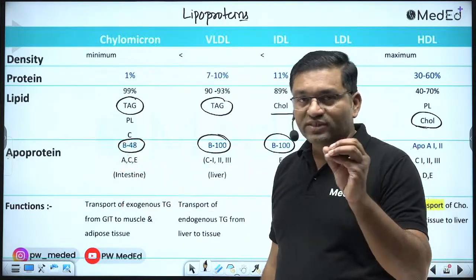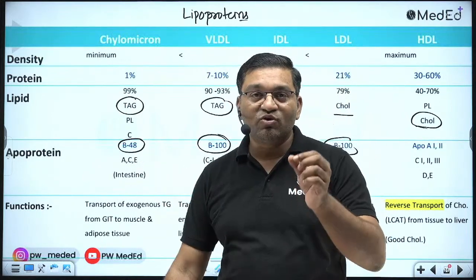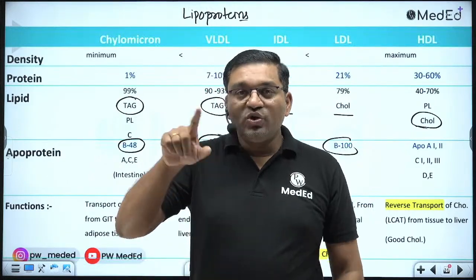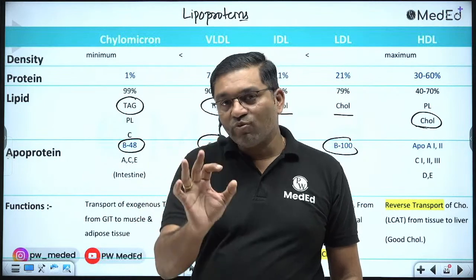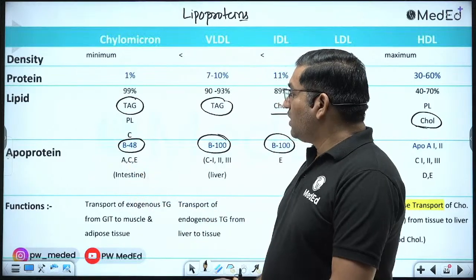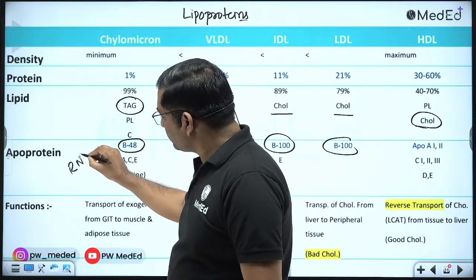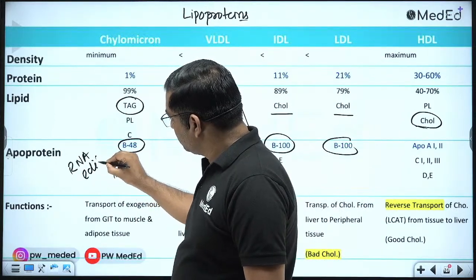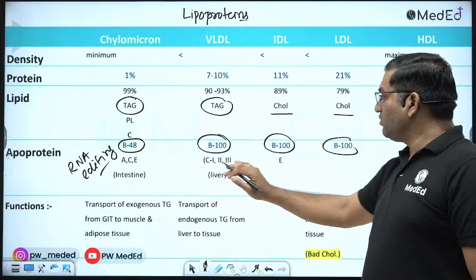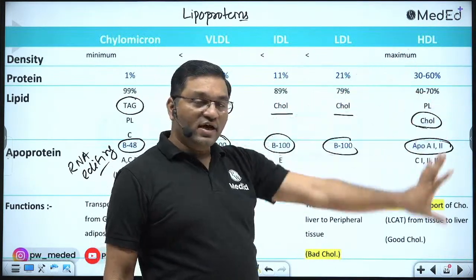B48, only 48% is synthesized because of premature truncation of protein synthesis, because of incorporation of uracil instead of cytosine. Cytosine is converted into uracil, so UAA, which is the stop codon. Because of insertion of the stop codon, premature truncation of protein synthesis occurs, and only 48% is produced in the intestine. So this is an example of RNA editing. So remember B48, B100 and ApoA1. These are the major apoproteins in the HDL.